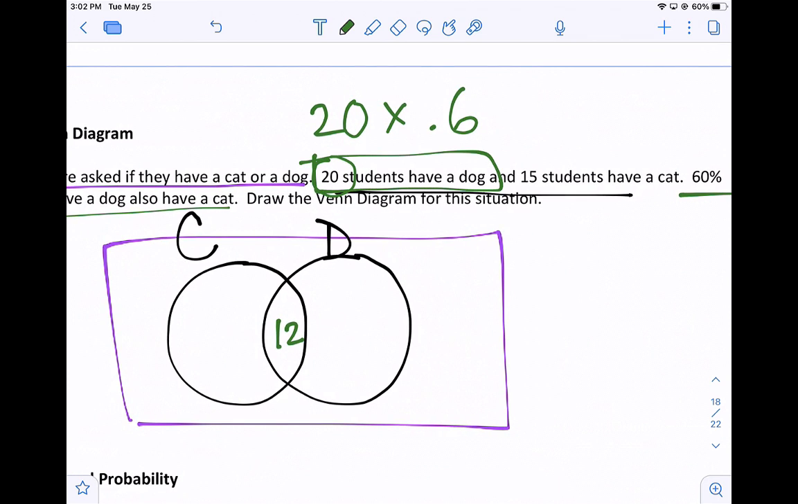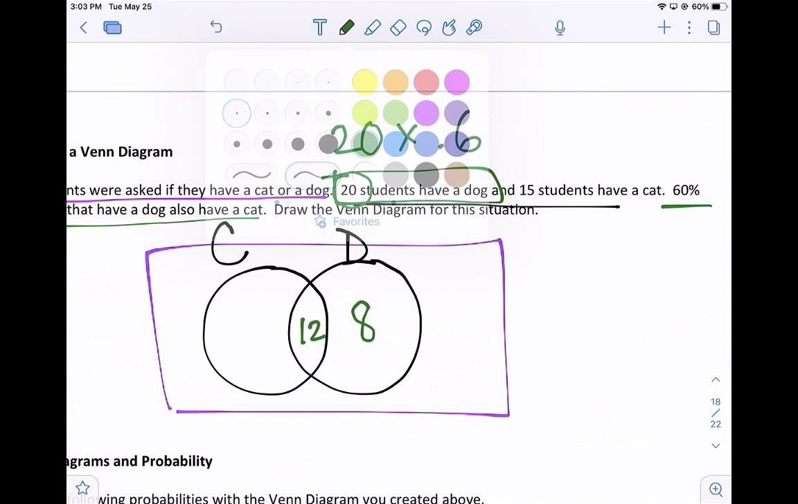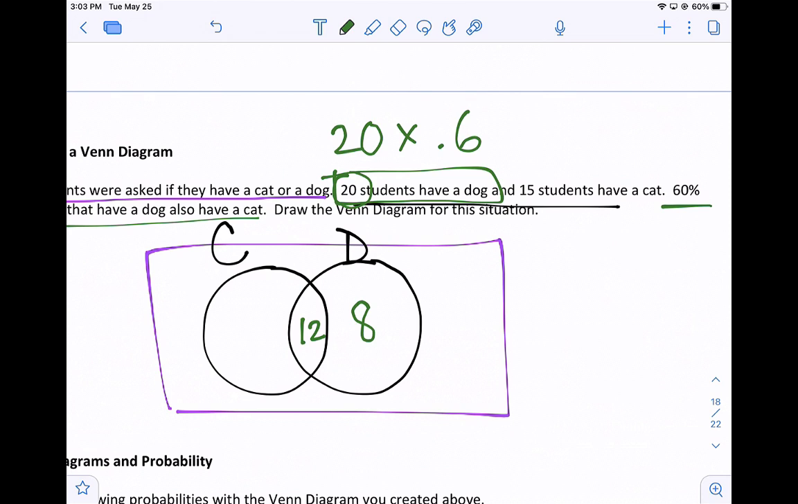12 students have both. So then how many just have a cat and how many just have a dog? Well, if 20 students have a dog total and 12 have a cat and a dog, we would do 20 minus 12 to figure out that 8 students have just a dog. And then in the full dog circle, you can see there's 20 total, or 20 students that have dogs. All right, then it says 15 students have a cat, and 12 of those have a cat and a dog, so 15 minus 12, 3 students would have just a cat. And then total in the cat circle, you see there's 15 that have a cat.